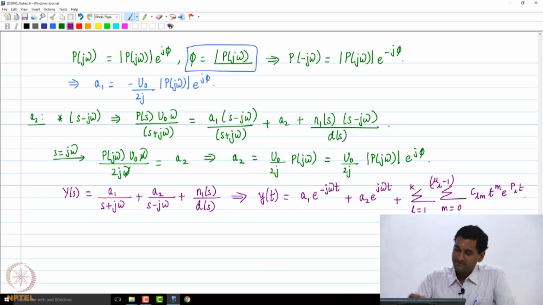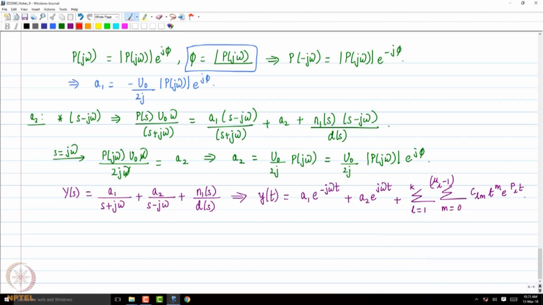What can I say about this term as t tends to infinity? So, what can I say about all these terms as t tends to infinity? The system is stable, right?